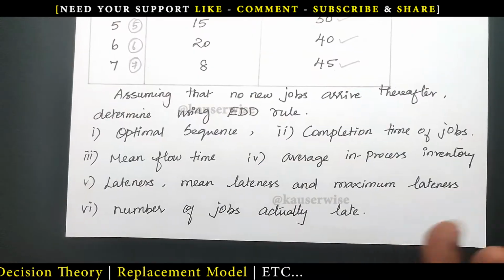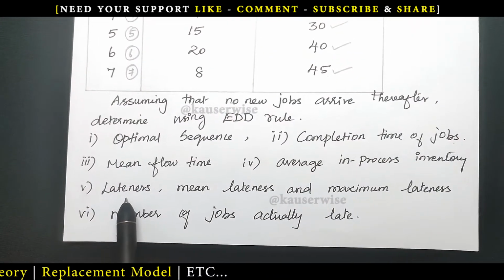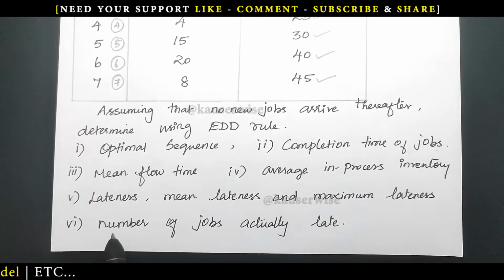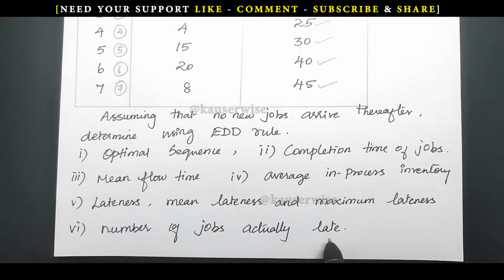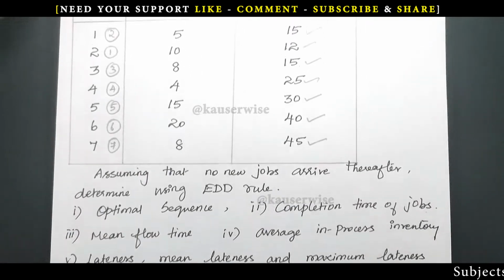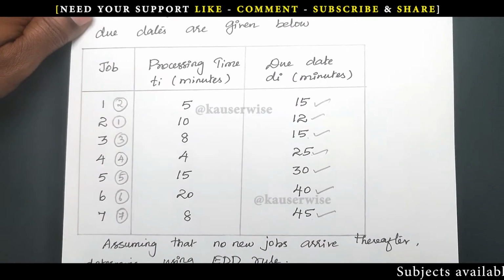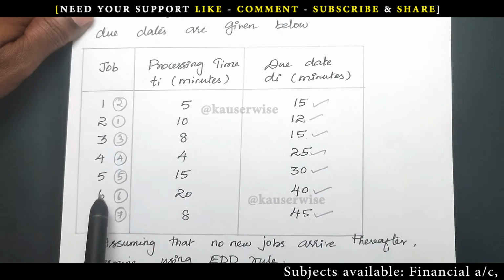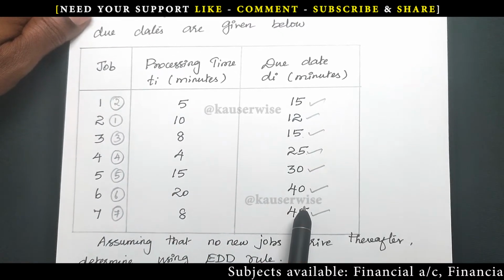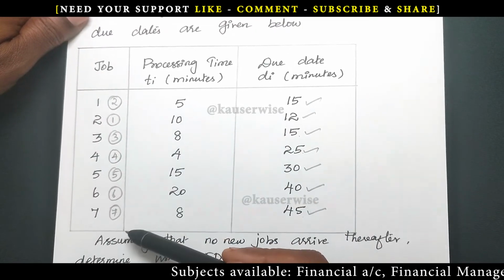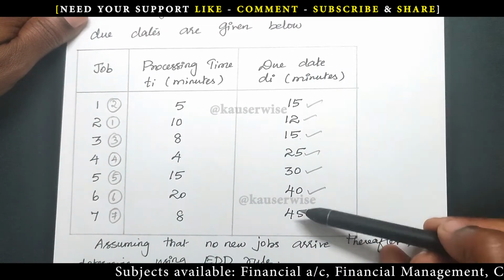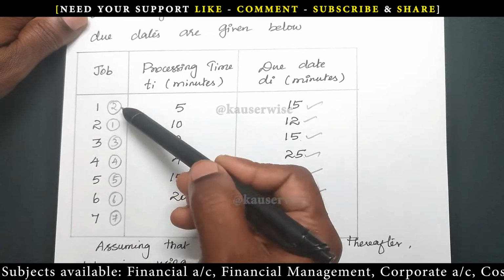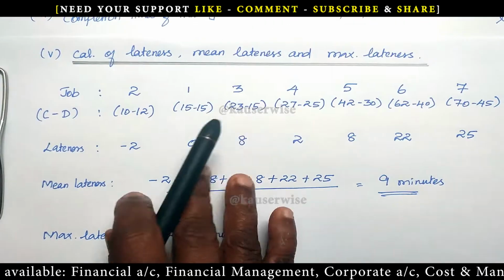Okay, see the problem. The next calculation is lateness, mean lateness, and maximum lateness, and finally number of jobs actually late. Okay, for this calculation, first we need to find out the lateness. For that, just compare the completion time of each and every job with due date, according to the optimal sequence. Okay, we have to consider due date time as well as completion time of each and every job according to the optimal sequence. Okay, see the solution.